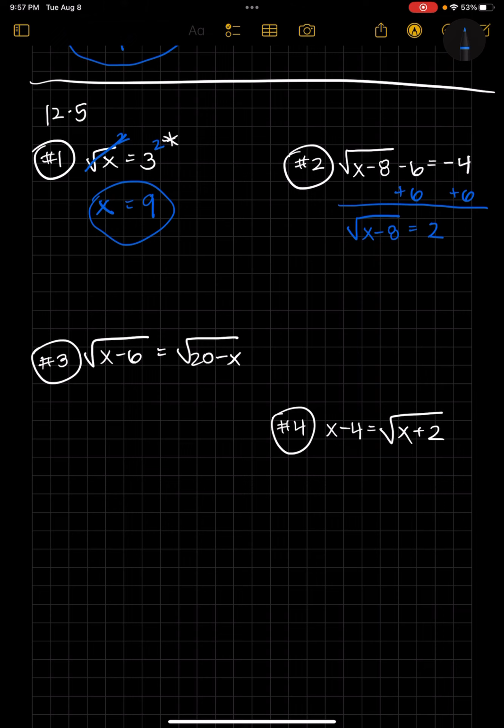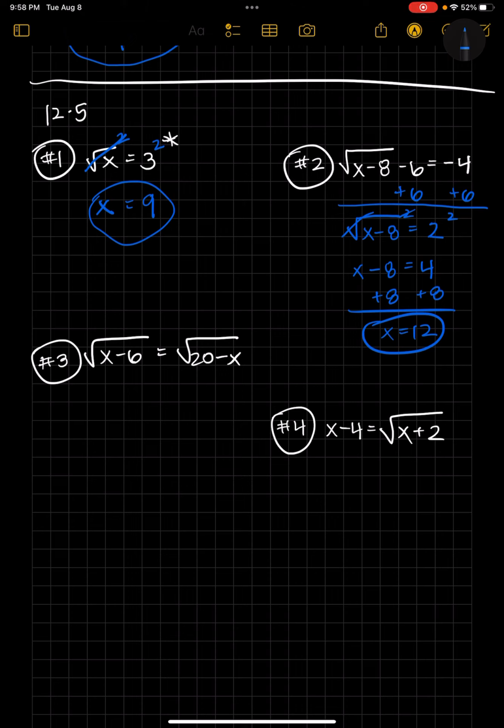Okay, so now that I have the square root by itself on one side, what I'm going to do now is square both sides. And then the square root and the square cancel each other out. So I'm just left with x minus 8 right here. And then 2 squared gives me 4. And now I can solve it like a normal equation by adding 8 to each side. So I end up with x is equal to 12.